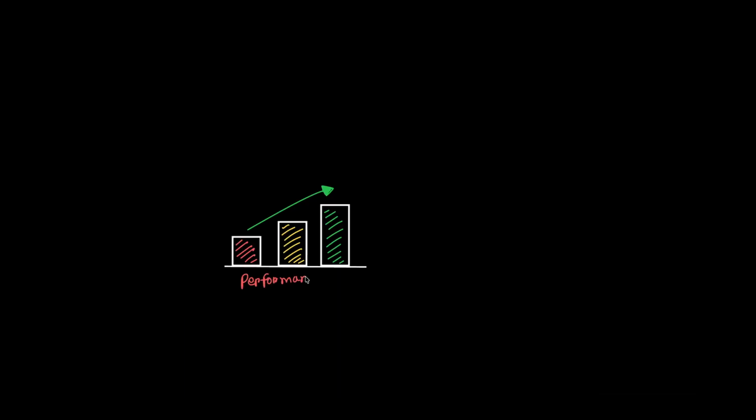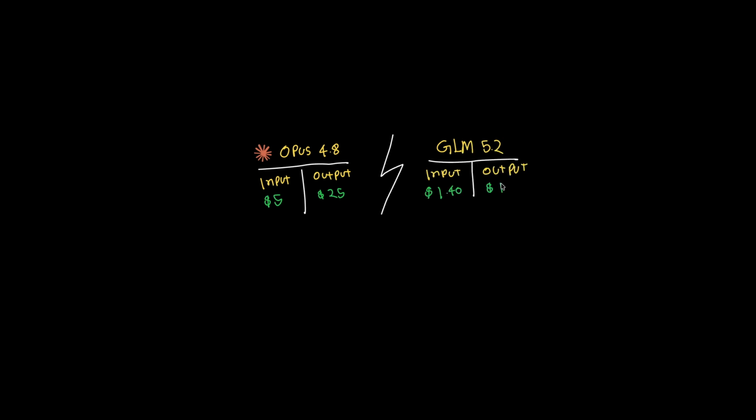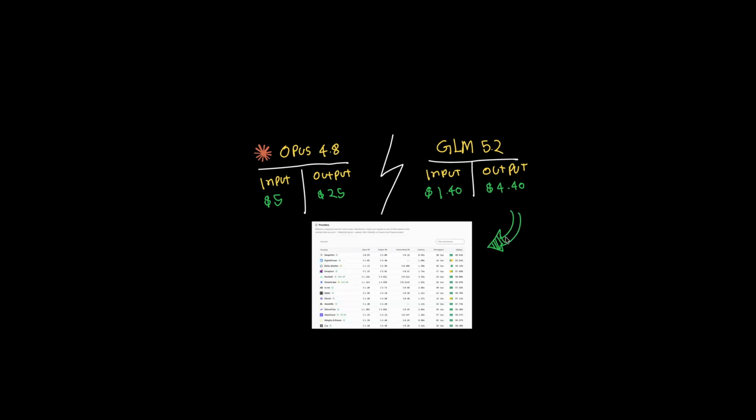Now here's where it gets interesting, because performance alone doesn't tell you much without looking at what it actually costs to run. Opus 4.8 is priced at $5 input and $25 output per million tokens. GLM is $1.40 input and $4.40 output, and because it's open weight, third-party providers have pushed that even lower, down to around 72 cents per million tokens with quantization.